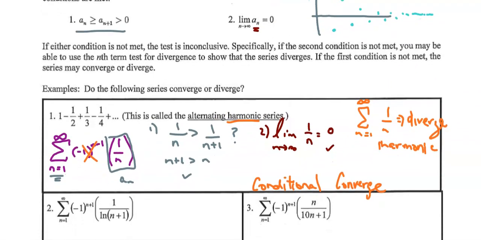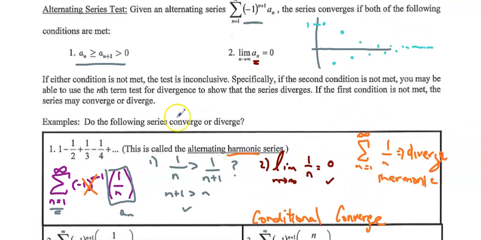Okay, so hopefully that makes sense to you, and we're going to stop there for this example, and then we're going to come back with a lot of examples for you guys for that. But that's the idea of what the alternating series test is.